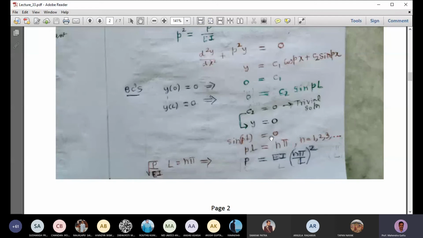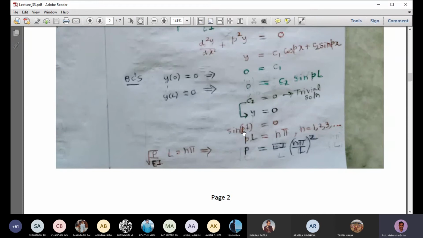So this term sin pL can be 0. What it means is sin π, sin 2π, sin 3π, sin 4π, all are 0 terms. So pL can take values of nπ. So n can be 1, 2, 3 like that. So we have small p is square root of P by EI, and pL is equal to nπ. So P is equal to EI (nπ/L) whole square. That is the P value where the solution is bifurcating into a bending mode.